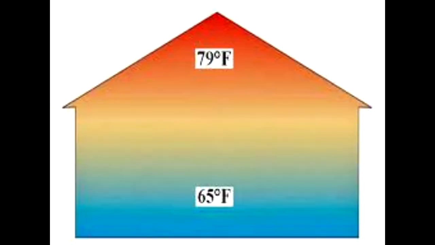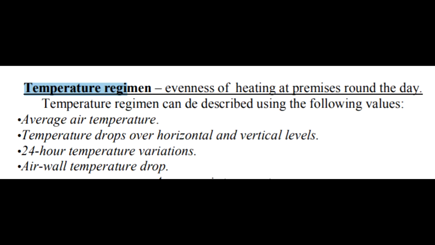When configuring such rooms, it is important to take the temperature regimen into account, which is the evenness of heating at premises during the day. Temperature regimen can be described using the following values: average air temperature, temperature drops over horizontal and vertical levels, 24-hour temperature variations, and air wall temperature drop.